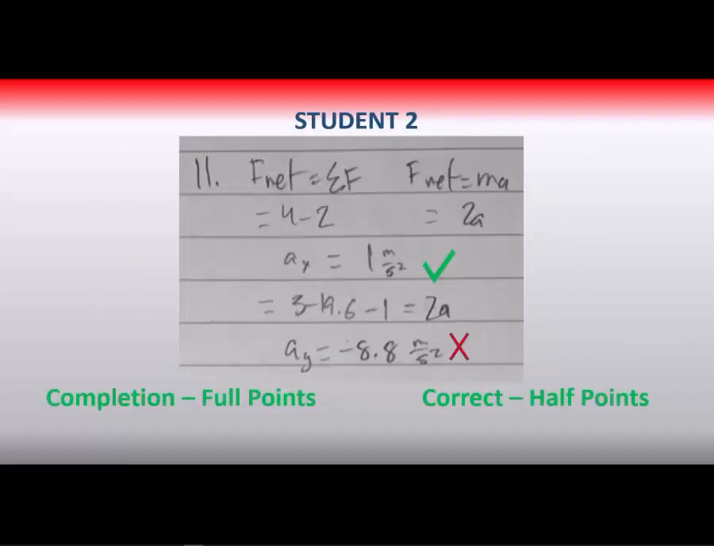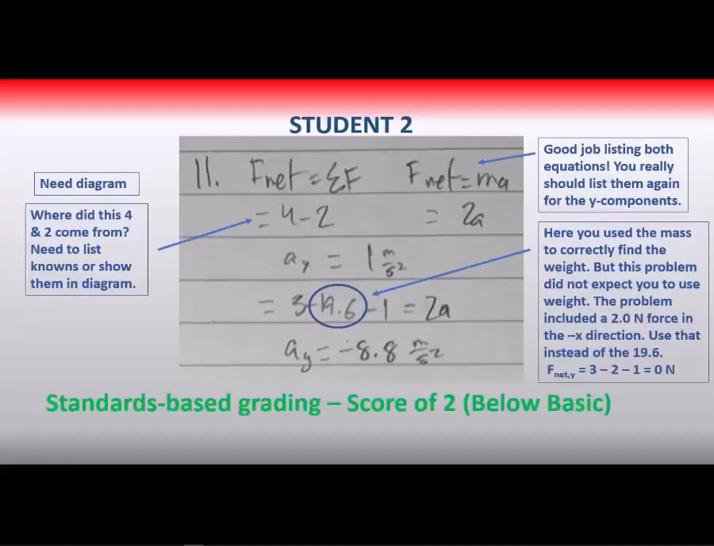For this student, they entered some stuff on the paper, and for completion grades, they would have probably gotten full points. But if I was grading for correctness, they would only have gotten half the points because they got the first one correct, but they missed the second one. But for standards-based grading, the teacher provides a lot more feedback.